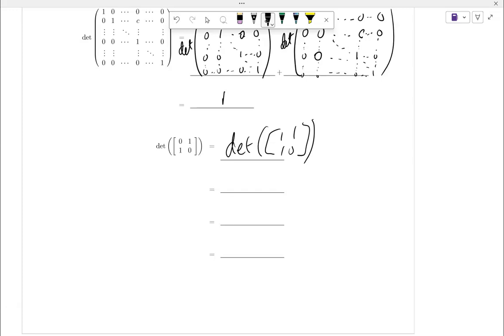So that was from here to here. This is row 2 plus row 1, replace row 1. Doesn't change the determinant. Okay.